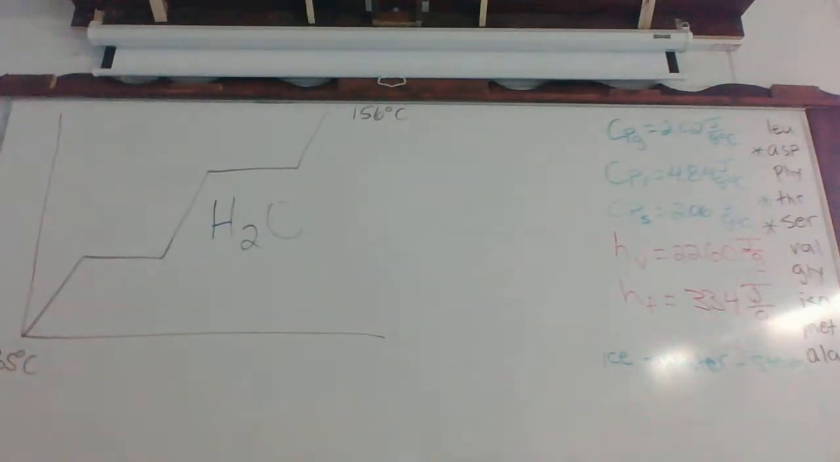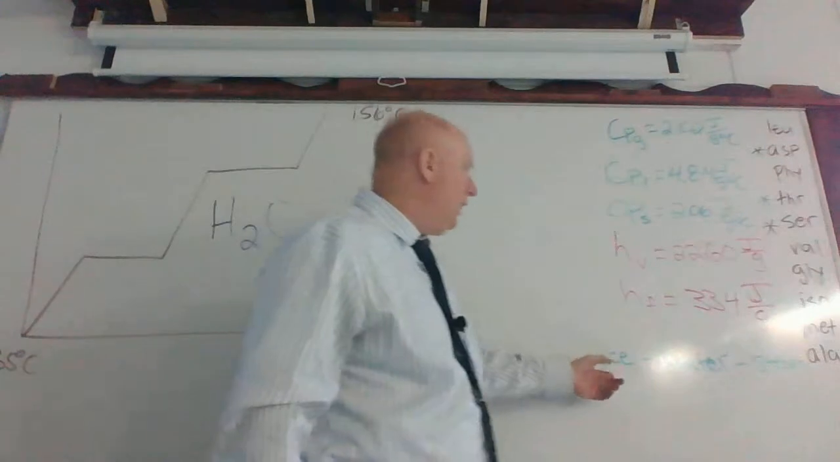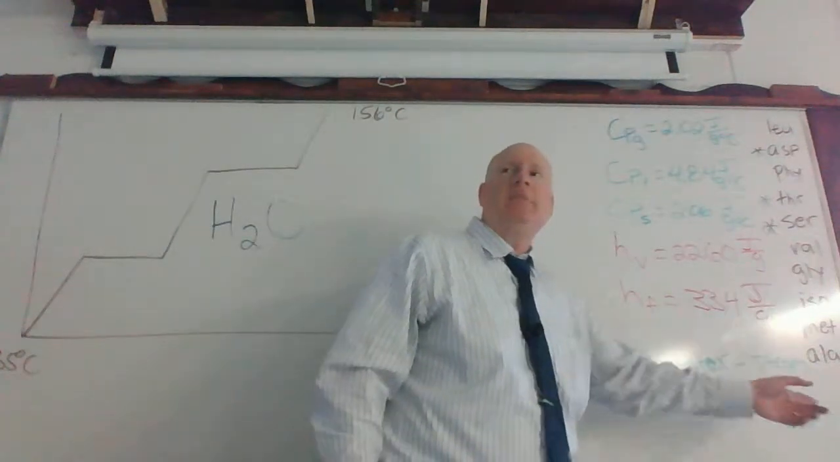Okay, so when we say that, water exists in how many states? Water in a solid state is called what? Ice. Water in a liquid state is called water. And then water in a gaseous state is called what? So, that's why you see ice, water, and steam.